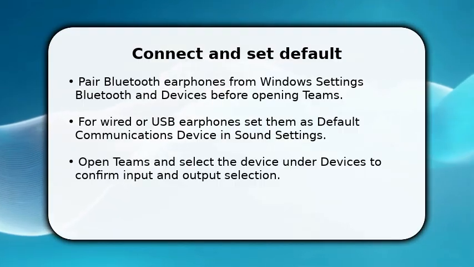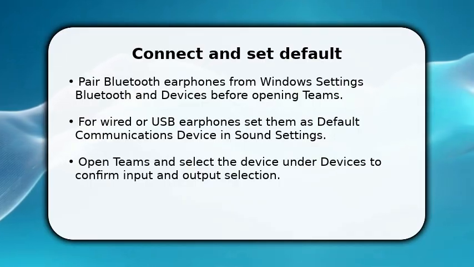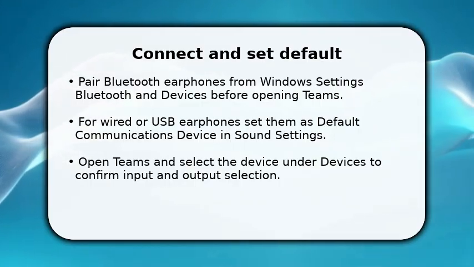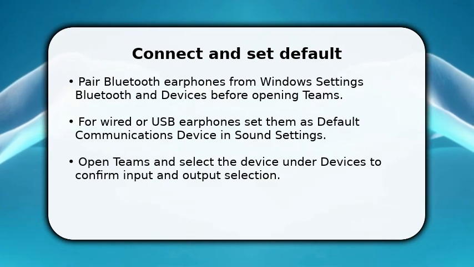Next, open Sound Settings and set the earphones as default communications device for calls. Then launch Microsoft Teams and go to Settings, Devices to confirm the earphones appear. Selecting them here ensures input and output use your earphones for meetings and calls.